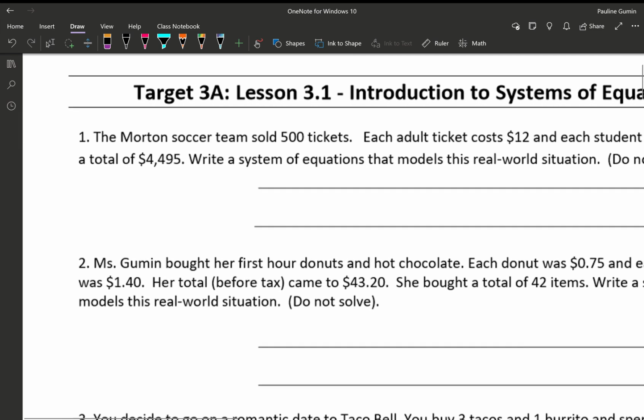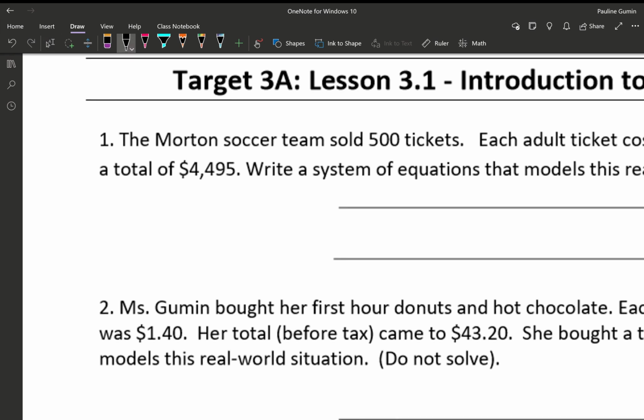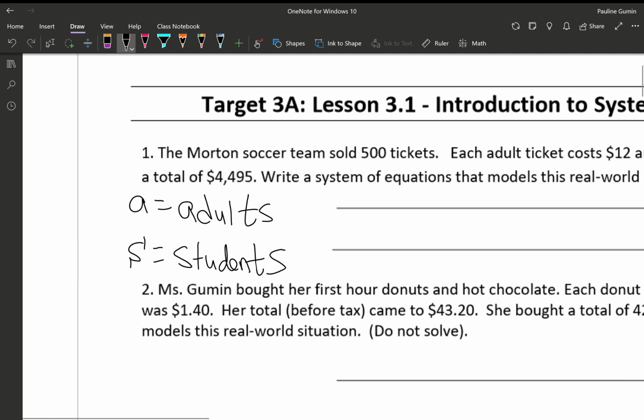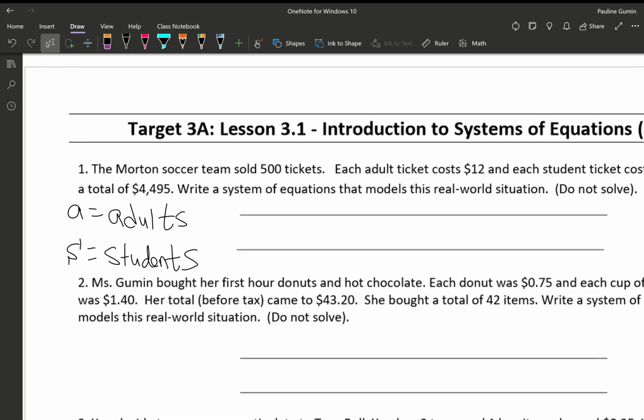Now, the first thing that I'm going to write down are two things that we don't know. First of all, I don't know how many adults attended. I also don't know how many students. I do know, however, the total amount of adults and students. Adults and students made up 500 tickets sold. So that's total tickets.